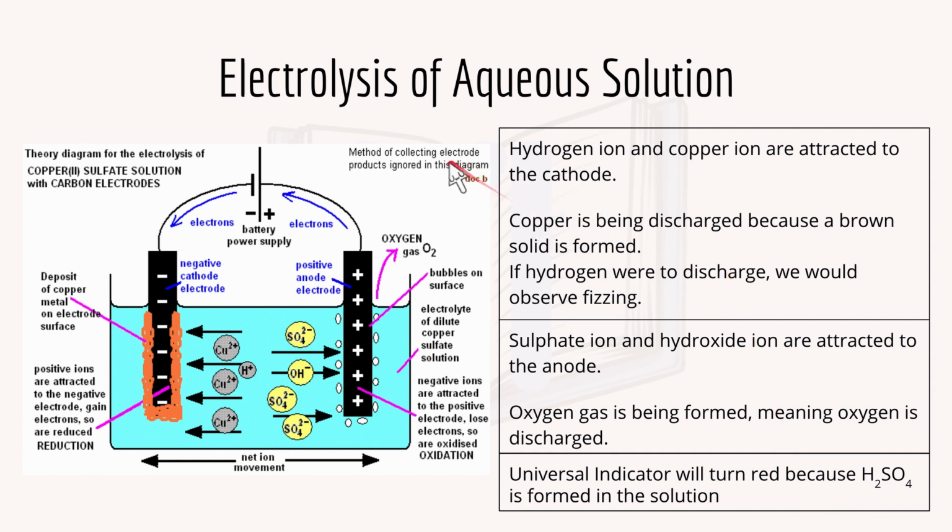So copper is being discharged and oxygen is being discharged. So what's left is hydrogen ions and sulfate ions, and they react together in the electrolyte to form H2SO4, sulfuric acid, so it becomes acidic. So universal indicator will turn red.